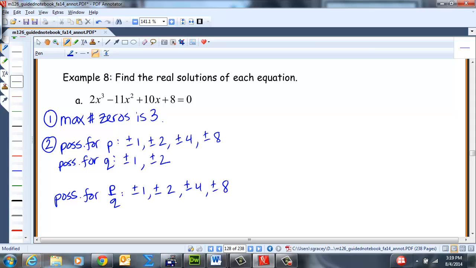So I went through the possibilities for P and divided by plus or minus 1. Now if I go through the possibilities for P and divide by plus or minus 2, I will get plus or minus 1/2. But do you see 2 over 2 is 1, which we have. 4 over 2 is 2, which we have. 8 over 2 is 4, which we already have. So we're good. These are all the possibilities.